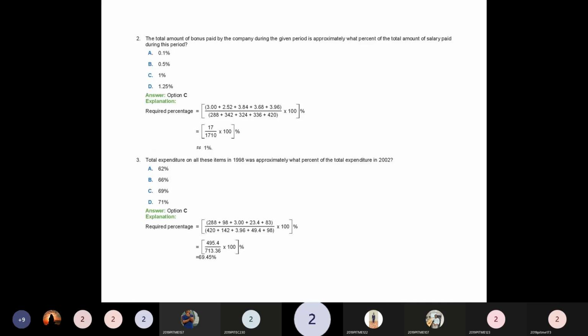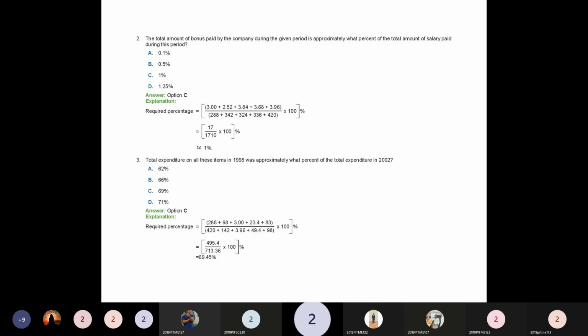The bonus paid by the company divided by the salary paid by the company into 100 will give you the percentage. If you simplify this value, for example, the numerator value is 17 and the denominator value is 1710, into 100 will give you the percentage. So 1%. So the bonus paid by the company is approximately 1% of the salary paid by the company.